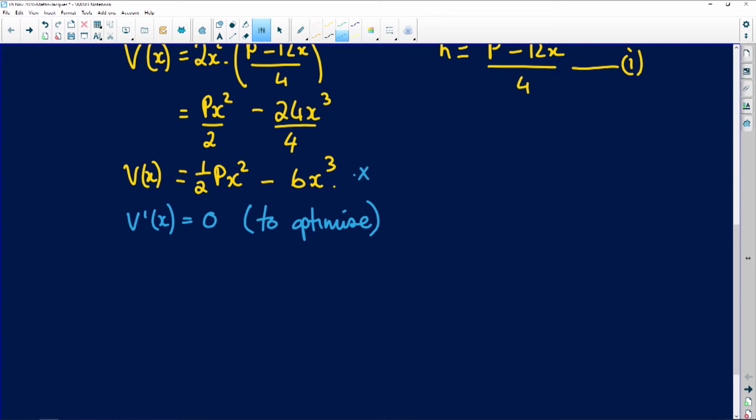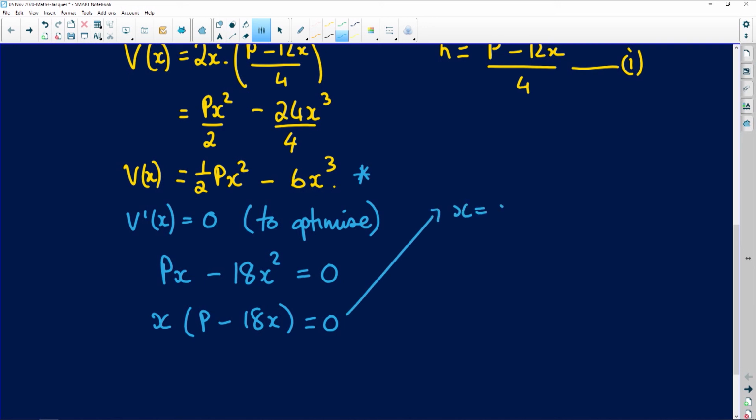So if I go here and I differentiate, I get p times x. Remember, the 2 comes down. 2 multiplied by a half is 1. Minus 6 times 3 is 18x squared, and that is equal to 0. And look at how beautifully this cleans up. If I remove the x as a common factor, I'm left with p minus 18x, which is 0. Now, under normal circumstances, I would have argued that x is 0 or p minus 18x is 0.